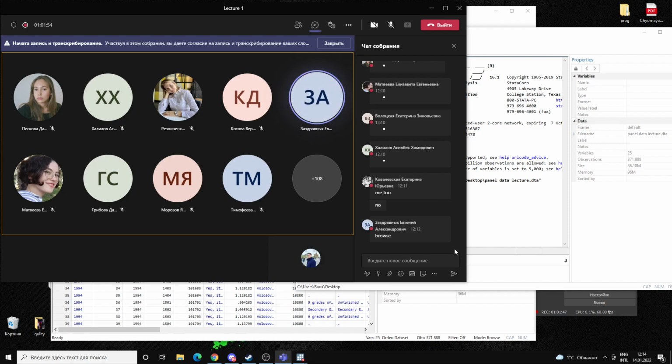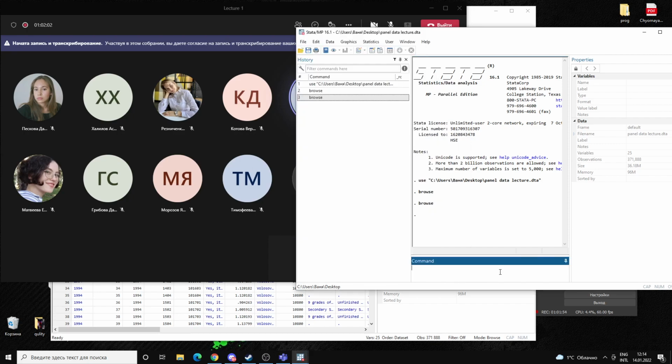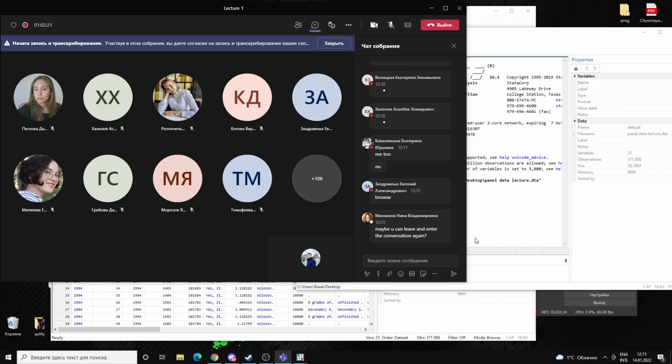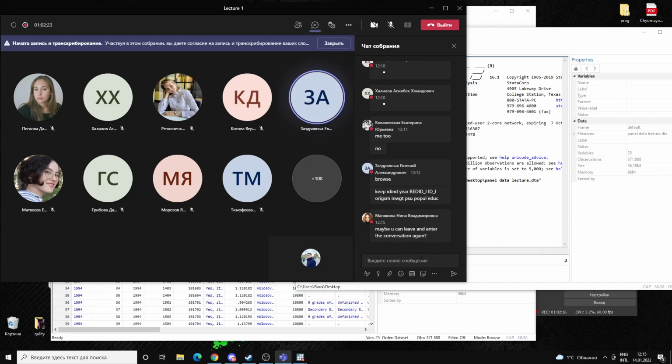Okay, now please let's try to use the reshape command in Stata. Before using the reshape command, please keep. Let me give you. Please do this command in Stata. Yeah, let me try to leave and enter the conversation again. There is a problem with Teams.